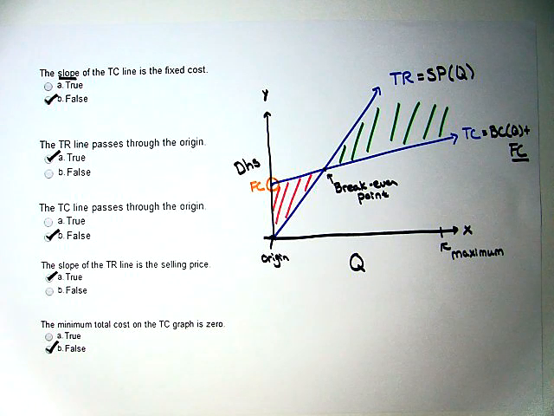So by simply being able to draw this graph and read it appropriately, you will very quickly be able to determine what is true and what is false on the final exam when it comes to total revenue and total cost.